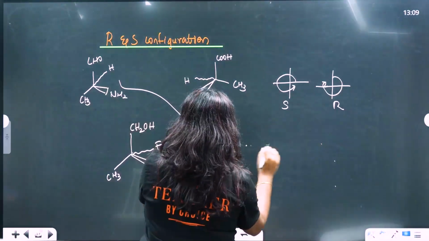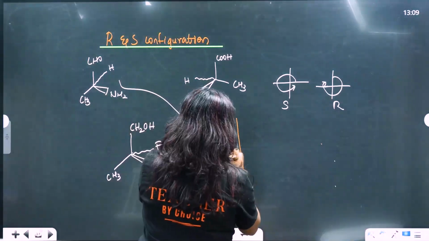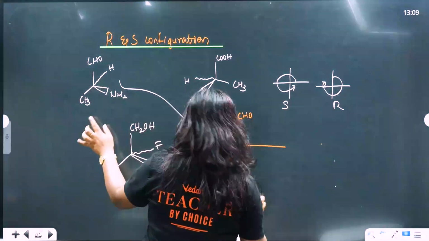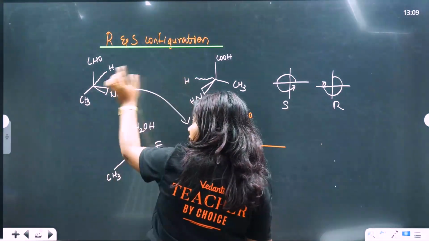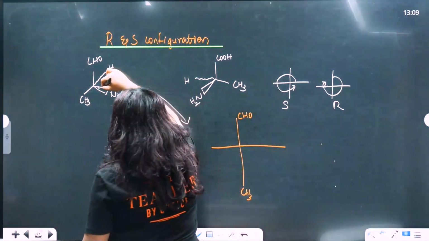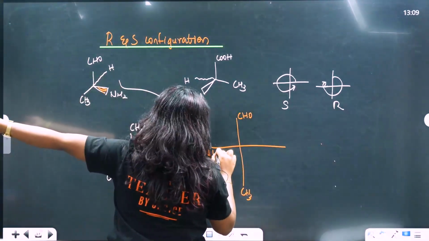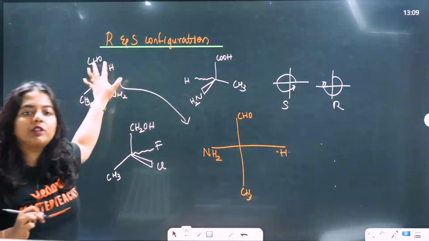Let's see how to write the Fisher formula. Here there is CHO, and here there is CH3. The nitrogen next to CH3 is on this side, on the wedge, so that will be on this side. So NH2 will be here and hydrogen will be here. This is how you write it, from this you have to write this.